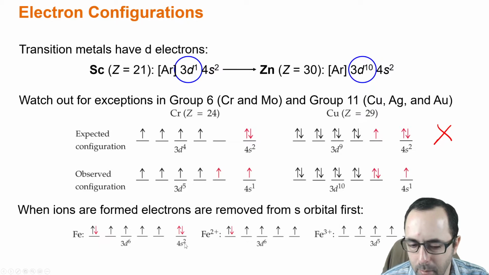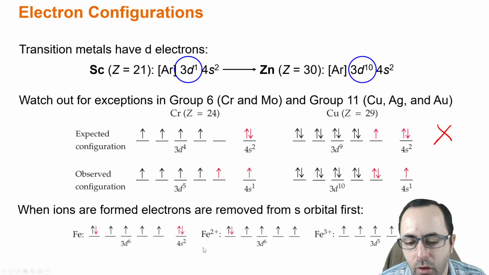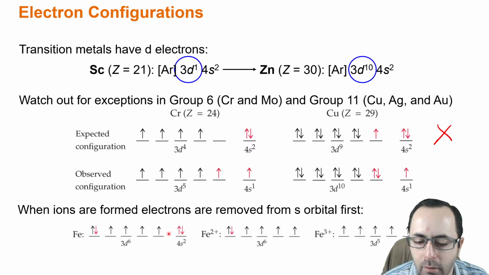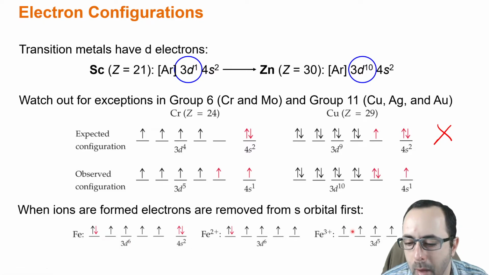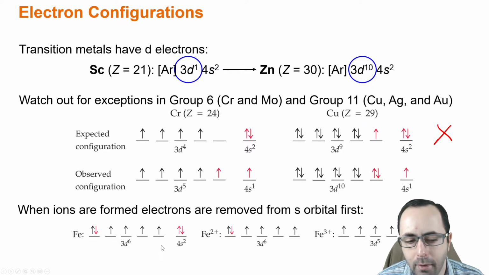So that's something to keep in mind. So if we're making iron 2+, that happens because it has lost 2 electrons. And those 2 electrons will come out of the 4s orbital first before they come out of the 3d. Then the third and final electron will come out of the 3d orbital. And remember, when you're removing it, you want to remove the one that is paired first. That electron is higher in energy.